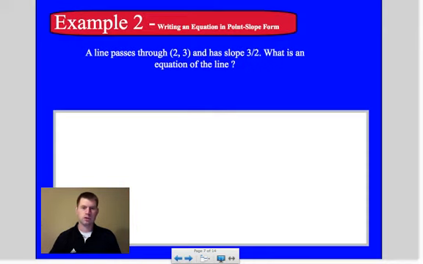Okay, so go ahead and do example 2. Go ahead and put it down into slope-intercept form after you put it in point-slope.